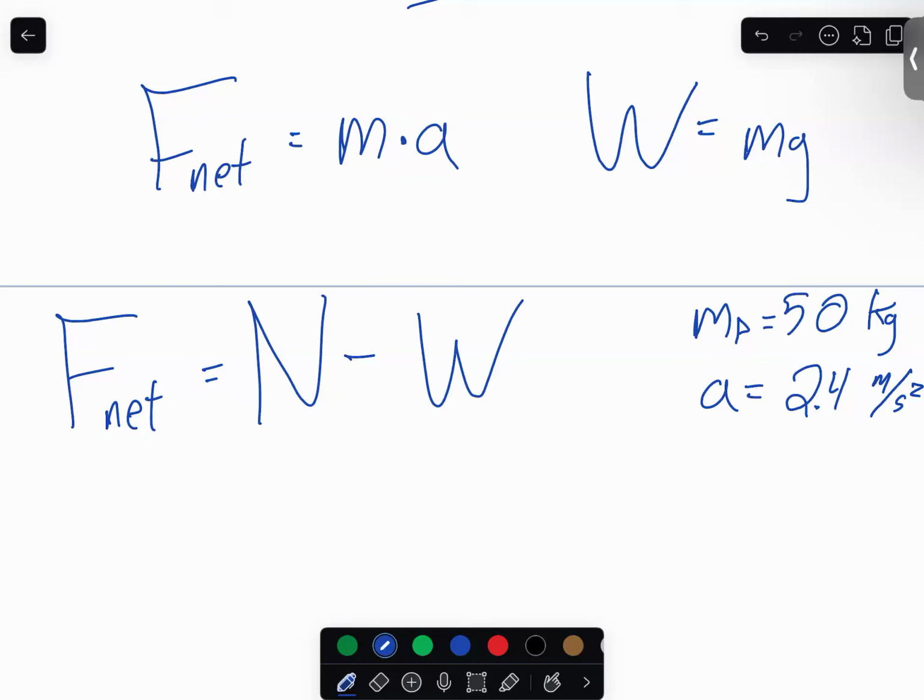If I have W equals mg, I'm talking about the magnitude of weight. I incorporate the direction of weight there. All right, time's up.